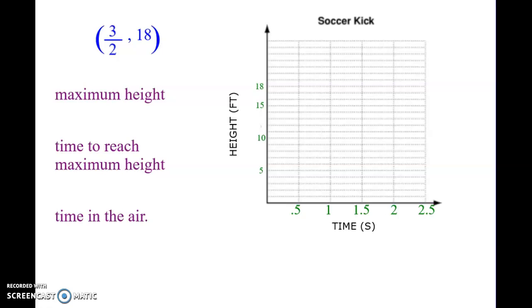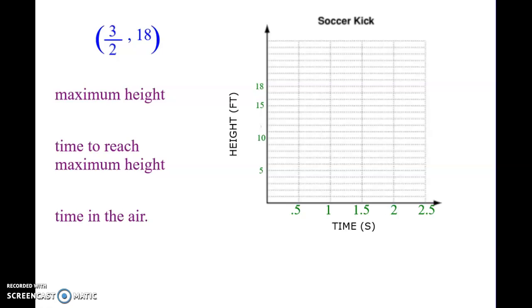Great, but what did that mean? Well, here's what it meant. It meant that 3/2 is the x and 18 is the y. If you really don't know where to go from there, take a look at the actual graph. The label of the x-axis says time. The label of the y-axis says height. So if you take a look at the vertex that you've discovered, you'll see that the x is 3/2, 1.5, and the 18 is the height, just like the y.